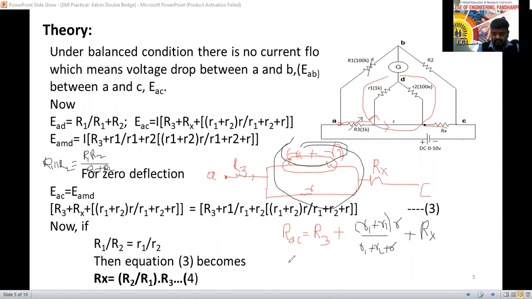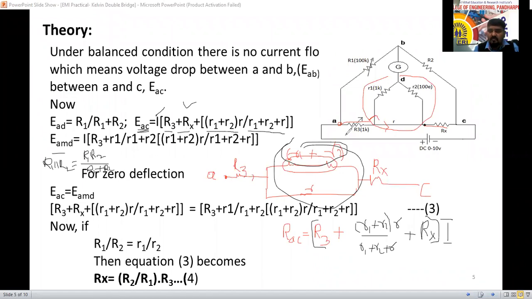What is EAC? Voltage is equal to the product of current and resistance. So EAC, what are we writing here? I into R, if we multiply by current, that will become voltage. So EAC equal to I times R3 plus RX plus the complete term R1 plus R2 into R divided by R1 plus R2 plus R. By considering this, we have written all the things here.